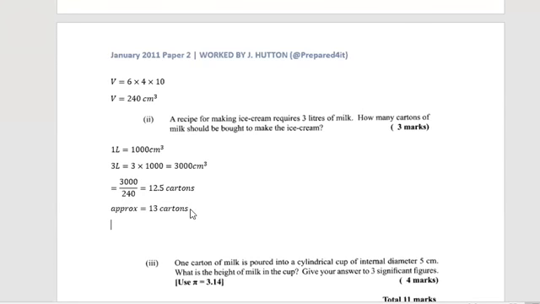Oh yeah, I was going to work this one a different way, which is by the unitary method, basically.